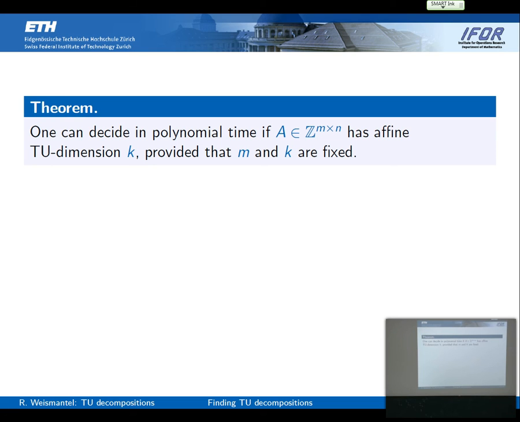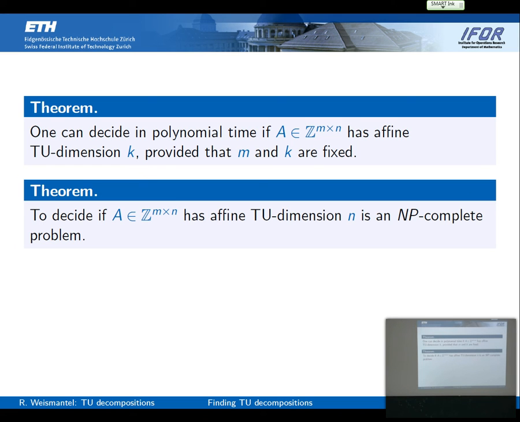Now, this is where I just indicated how to do this. On the other hand, this parameter k: here we did two kinds of fixing, the m and the k. Now, if you drop that k is fixed, then deciding if a matrix has affine TU dimension n is NP complete. So you can solve this recognition problem provided that k is a constant, but if you allow arbitrary k and you want to know whether it is n or not, then this is NP complete. This is what we can show.